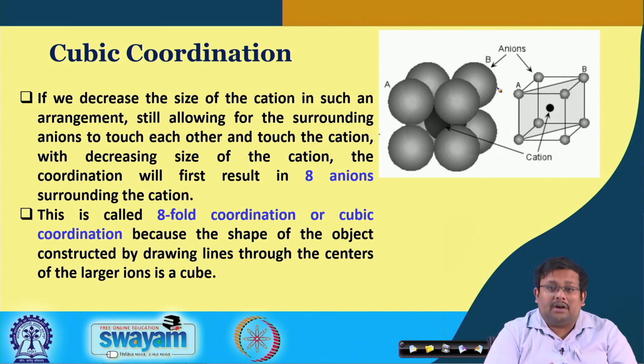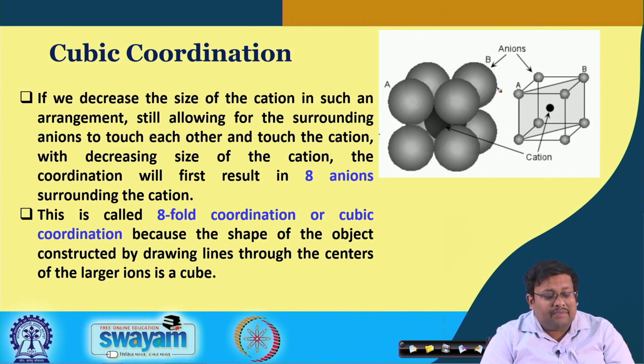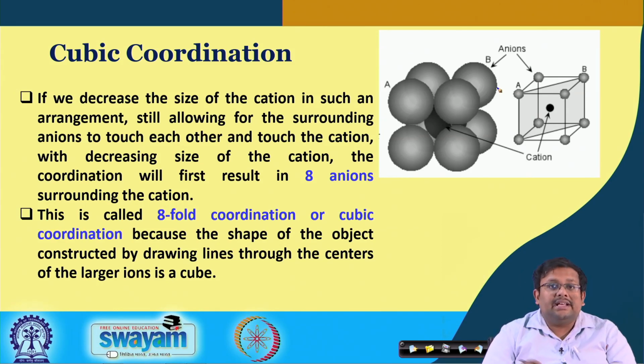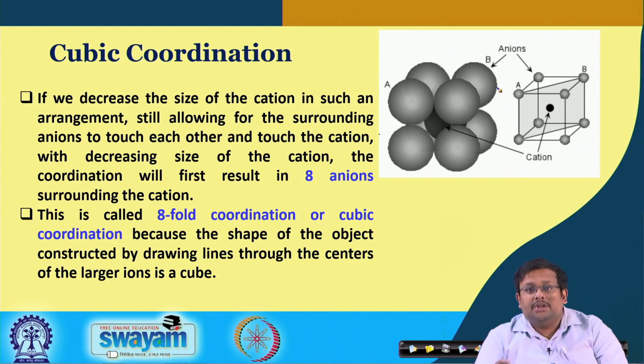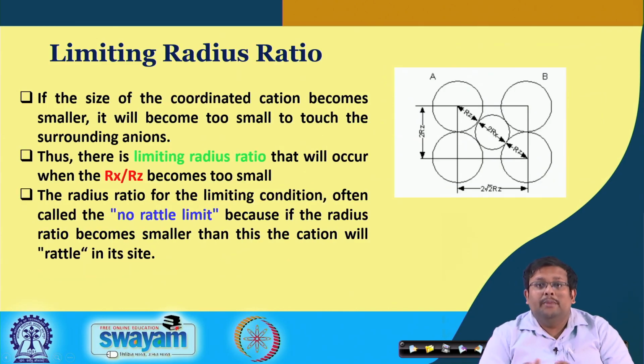It is called cubic coordination because the shape of the object constructed by drawing lines through the centers of the larger ions is a cube. So, now we have seen how we can change from a 12-fold coordination to 8-fold coordination to get a cubic arrangement.